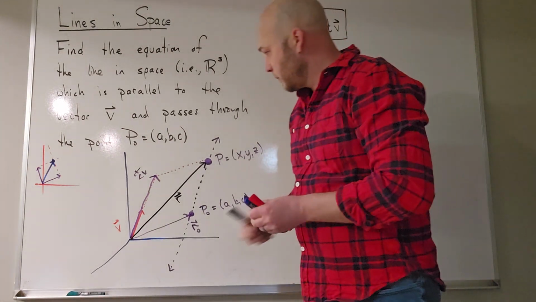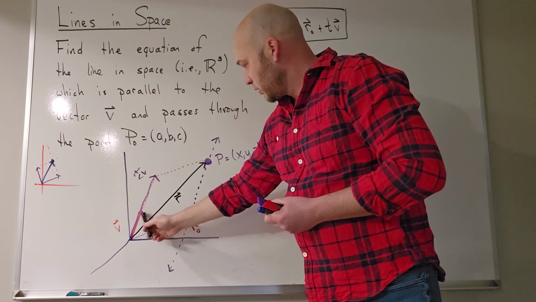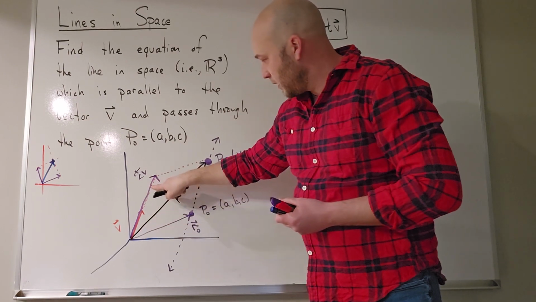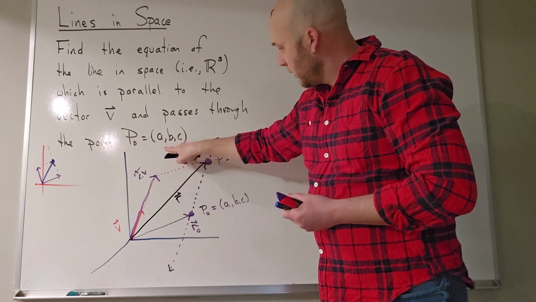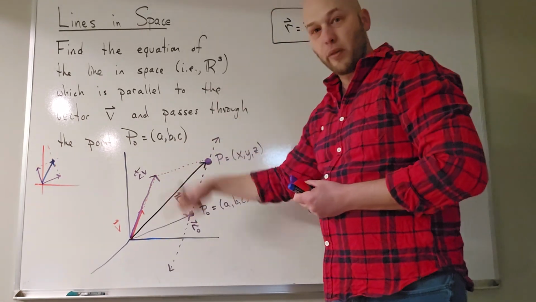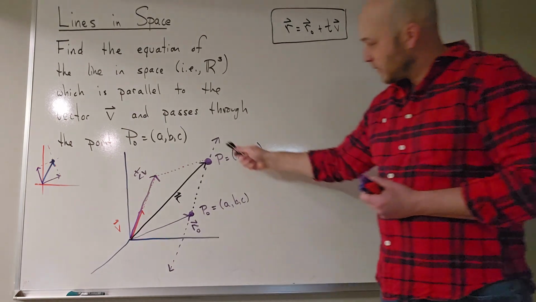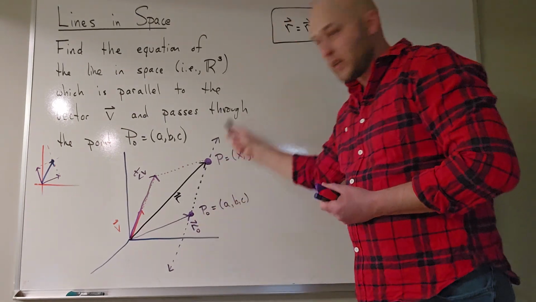And like I mentioned before, if I were to just double it, that would put me to about here, and that would generate this point. If I triple it, that would put me up to about here, that would give me this point. But t can run through any real number, which means I can generate any point on this line.